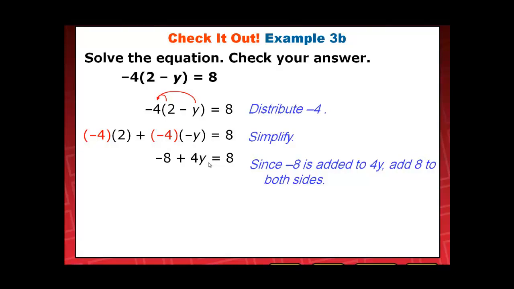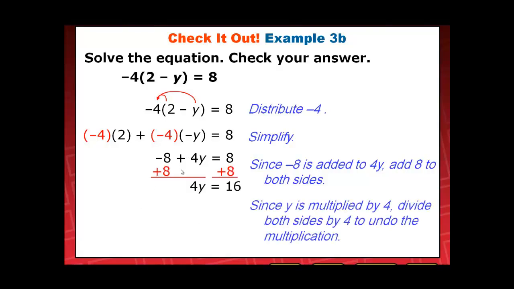Do we have more like terms? We don't. So what we will do, we will take out 8 by adding 8 to both sides. After that, the relation between 4 and y is multiply. So what we will do, we will divide. Okay, so the answer will be y equals 4.